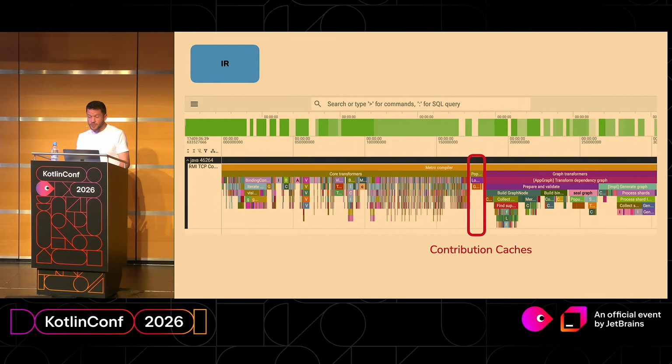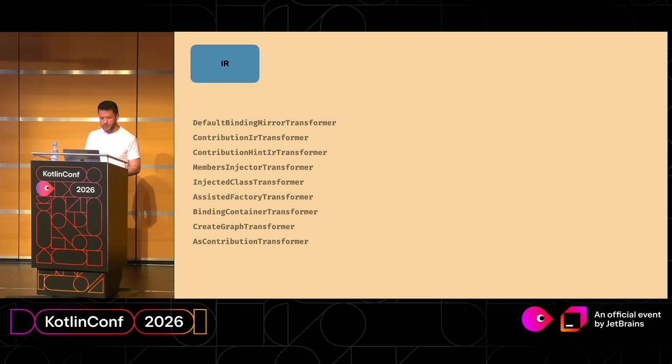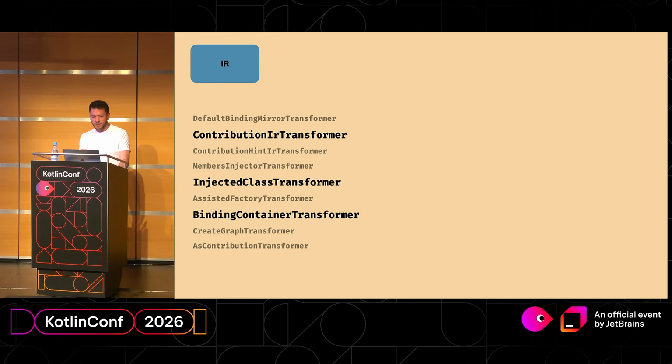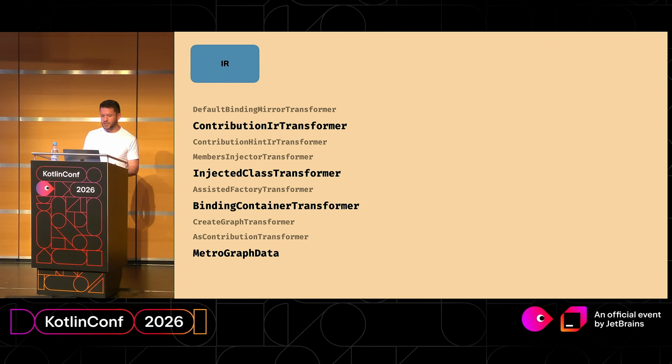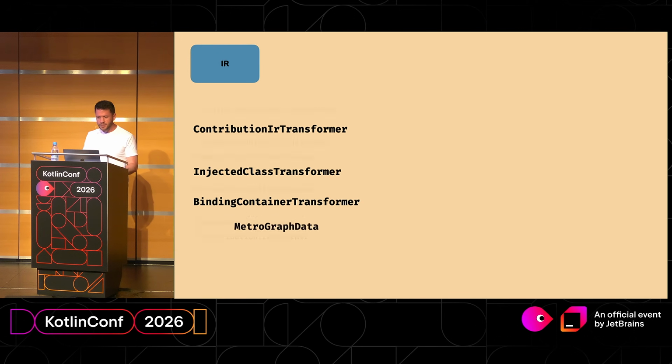Next, we have contribution caching. This is a pretty tiny part, but it's pretty important if you're doing any aggregation stuff. So we had some transformers previously here that participate in this, and then we also introduced a new graph data type that we call MetroGraphData that records metadata about all the graphs that we saw during that first pass. It looks a little like this.